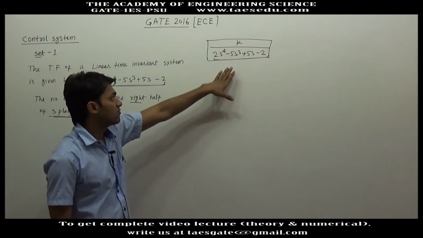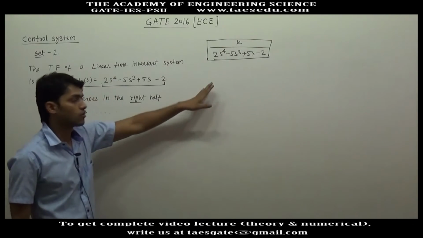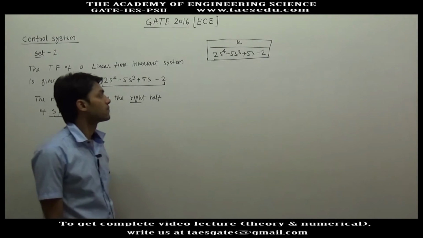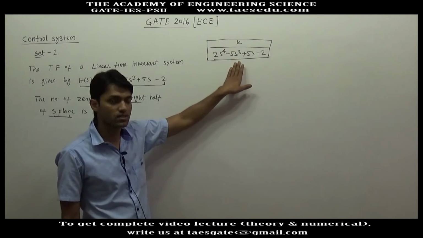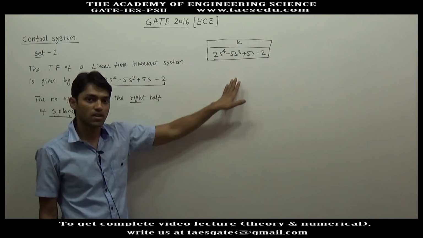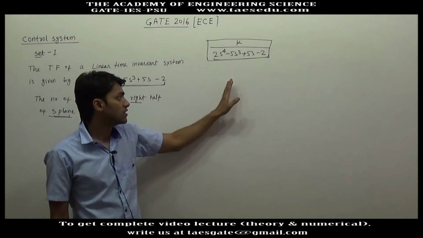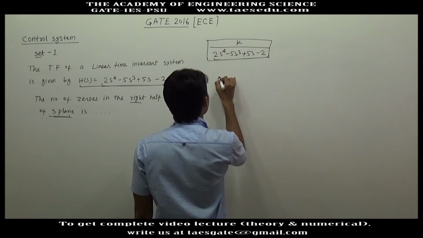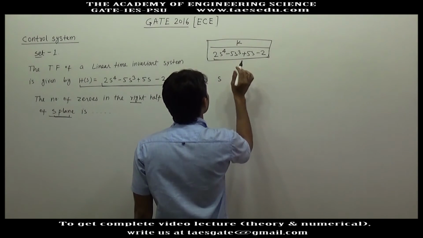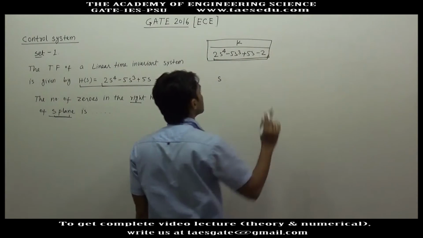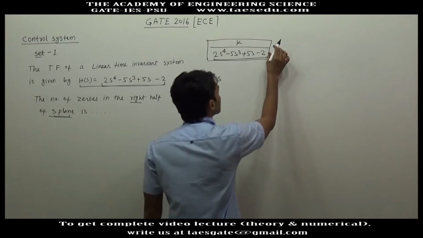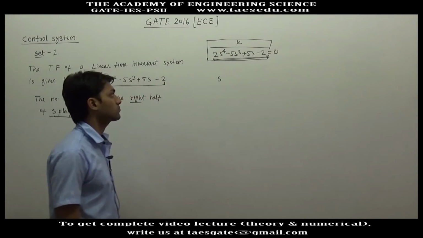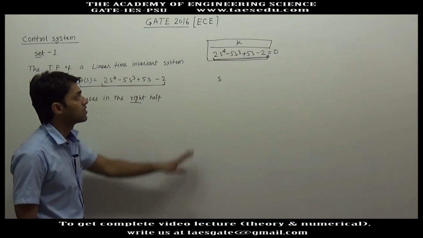And we form the Routh-Hurwitz table and check the number of changes in sign in the first column, and we say that the number of right half poles of this closed loop transfer function will be the same as the number of sign changes in the first column of the Routh-Hurwitz table. So to form the Routh-Hurwitz table, the number of right half poles of this closed loop transfer function will be the same as the number of right half solutions of this characteristic equation, or the number of right half zeros of this equation.